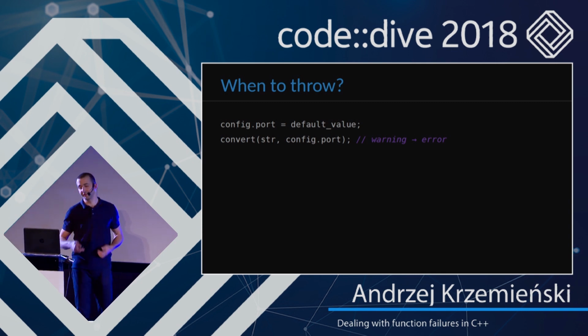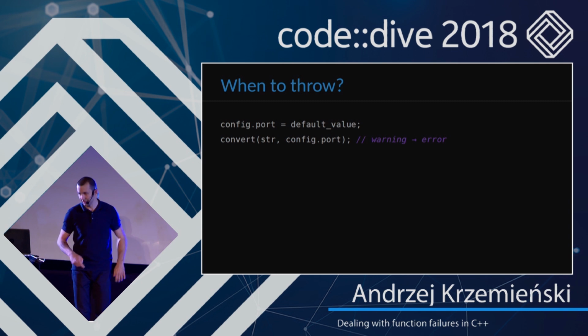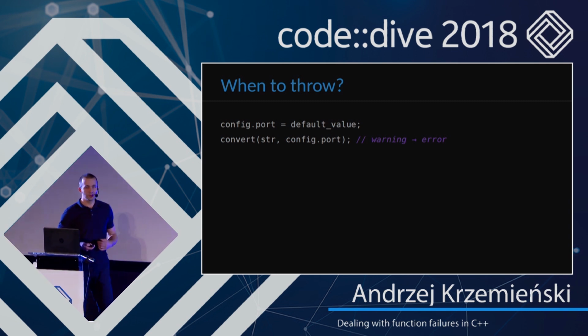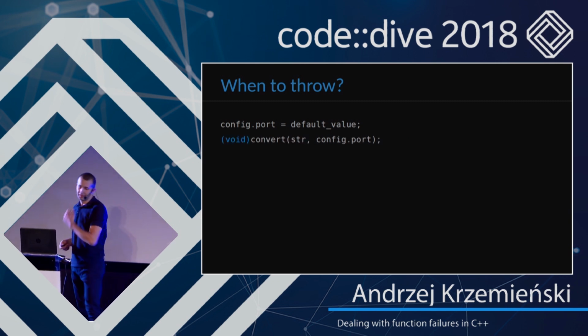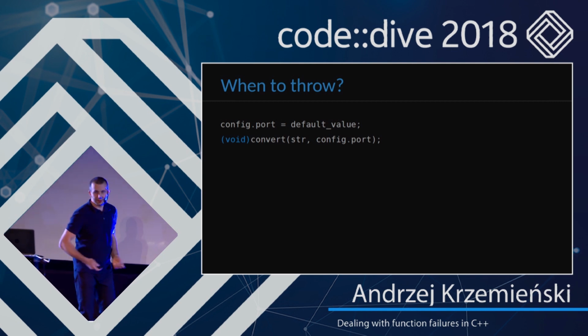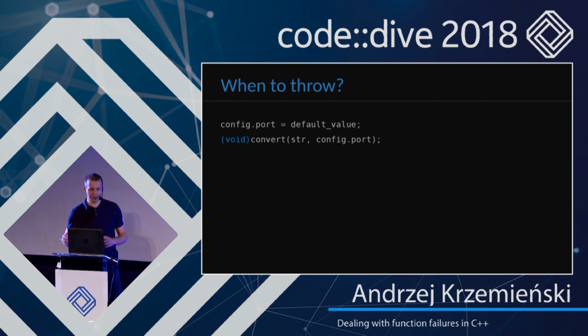The fact that it might fail, because I'm starting with the default. If it didn't work, okay, my default is good. But it will still give me a warning. But this attribute comes with a standard way of shutting it down. If I cast it to void, it's the standard way of saying that, yes, I consciously made a decision to discard this error information.